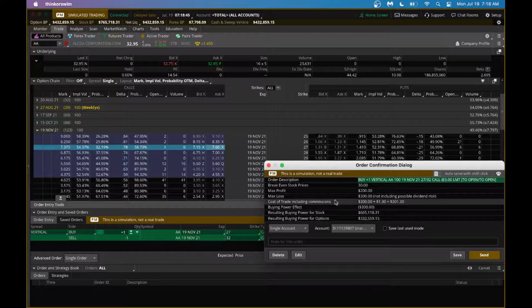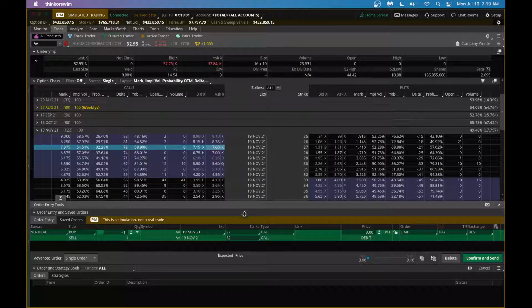You're actually paying, your max loss is $300, and your max profit is $200. From a risk reward perspective, you're making some money, but not doubling the money. So what you could also do is you could increase your strike price a little longer. So for example, 27-32 will give you so much. You could do it a little differently.